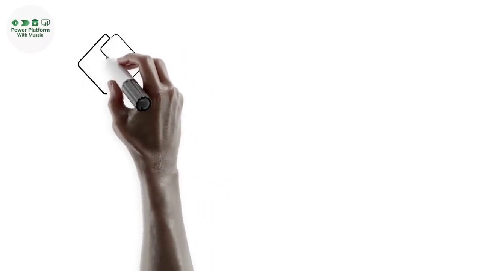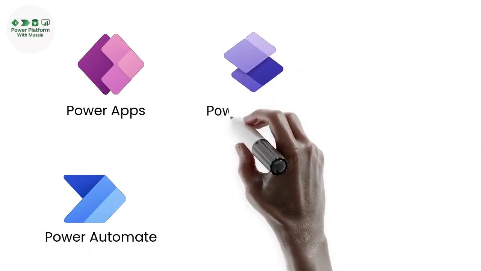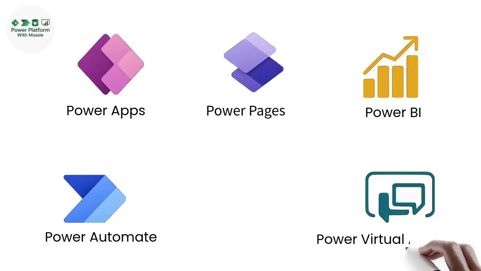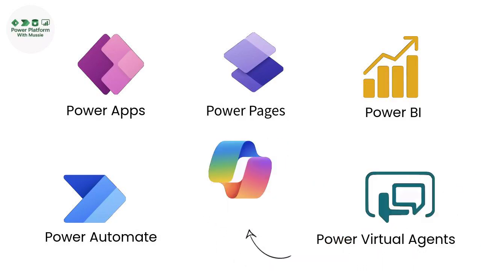It consists of 5 main components that are designed to work individually or together to help you achieve your business goals. They are Power Apps, Power Automate, Power Pages, Power BI, and Power Virtual Agents, which has been integrated into Copilot Studio. All these products sit on top of the Dataverse, which is Microsoft's database. More on Dataverse in upcoming videos.